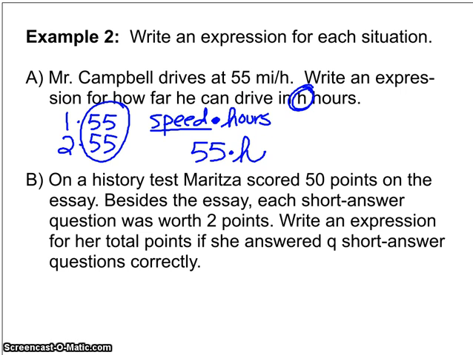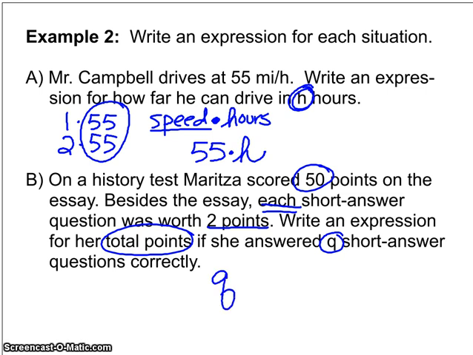And letter B, on a history test, Maritza scored 50 points on the essay. Okay, that's a one-time thing. That's her total, 50 points. Besides the essay, each short answer question, each is a key word, was worth 2 points. Okay? Write an expression for her total points if she answered Q short questions correctly. So we know her total was 50 points. Okay? We know that each question, or Q, is worth 2.